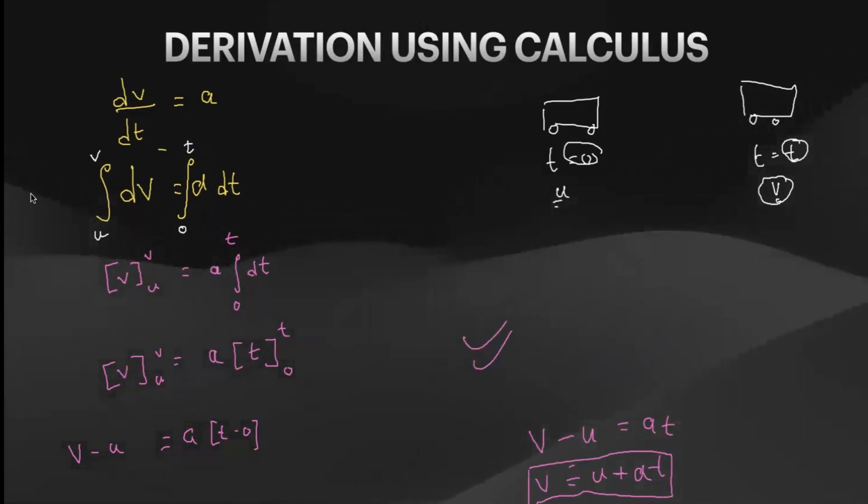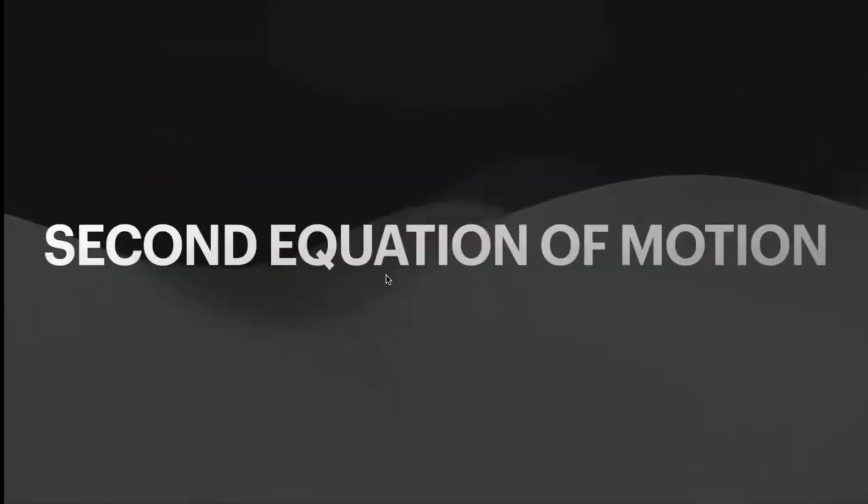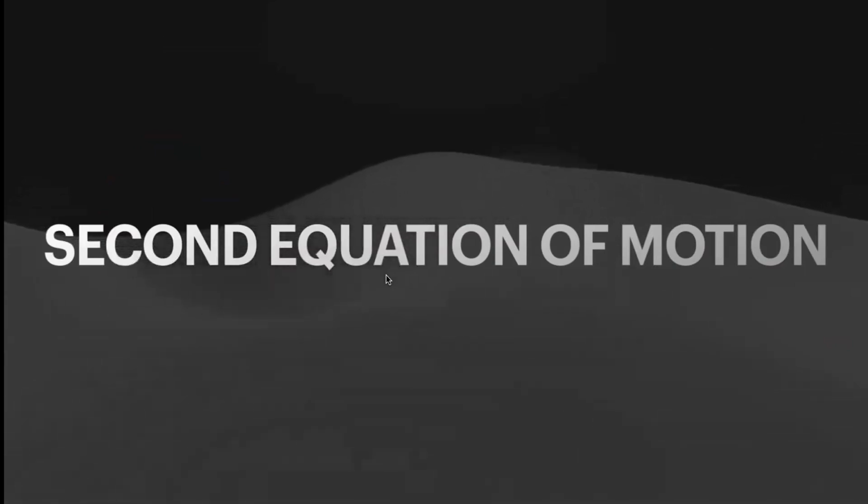Is this clear? So we have discussed the first equation of motion, both the equation and the derivation. We have done the derivation in two ways, the calculus and the graph method. Now let us move on to the second equation of motion.